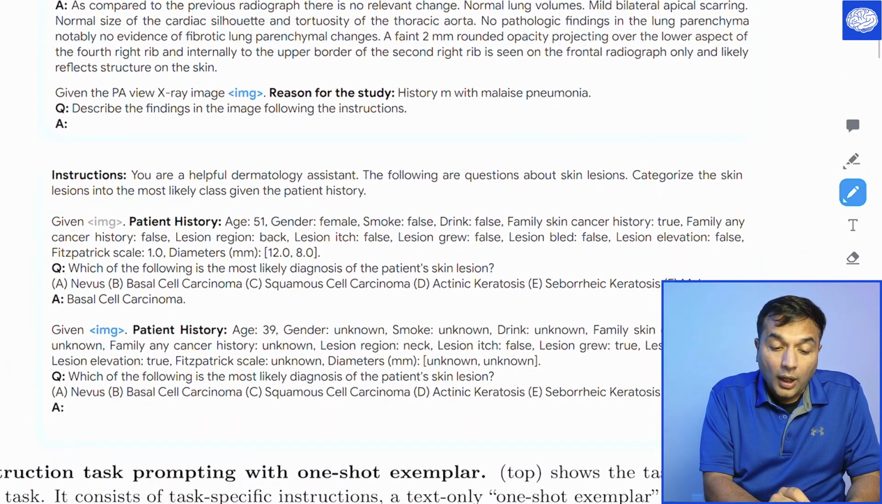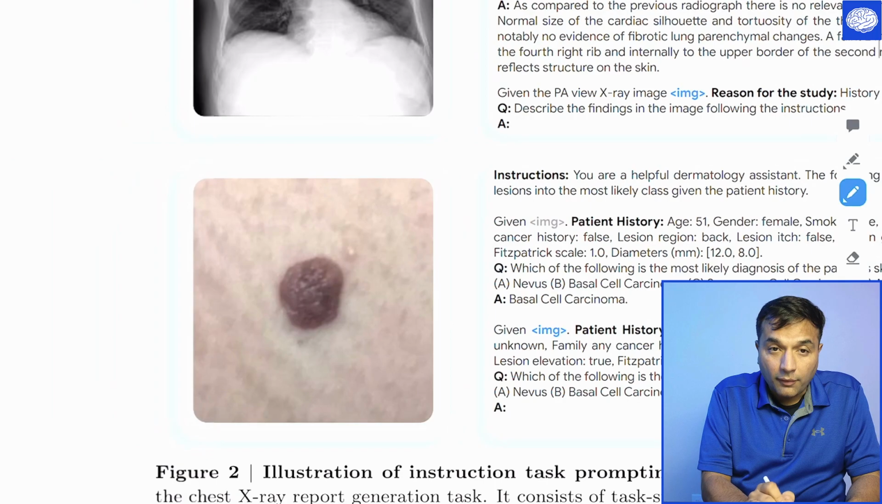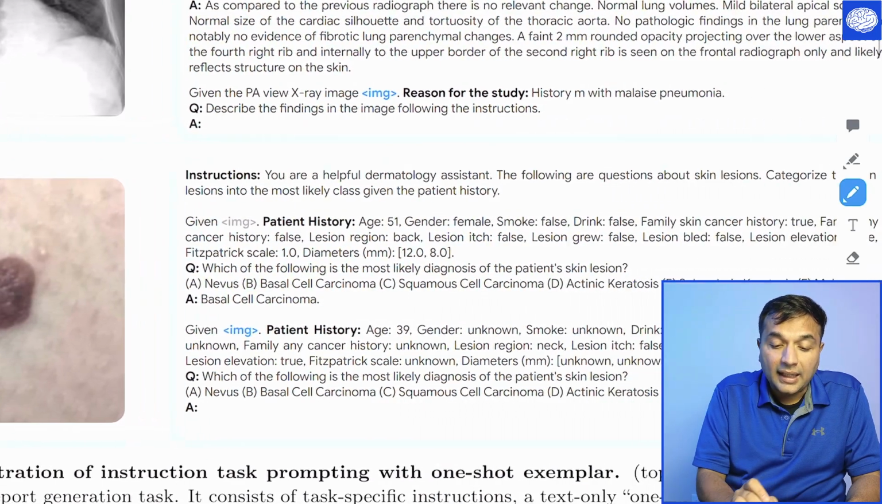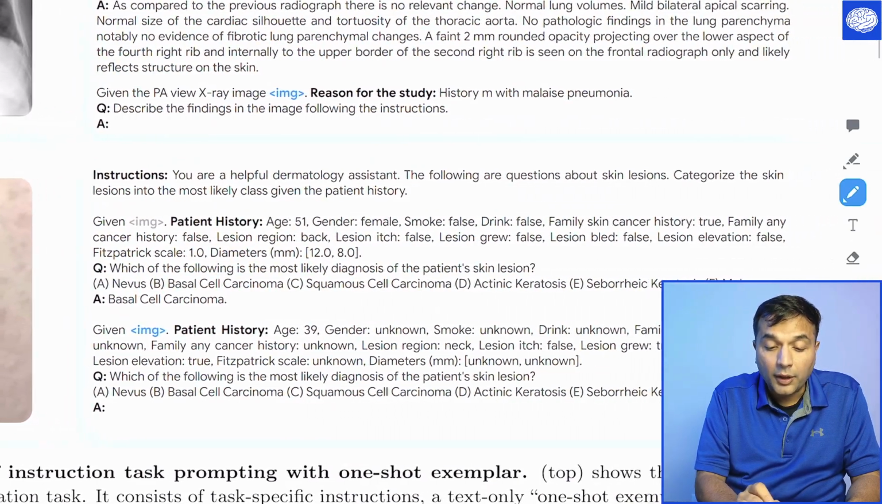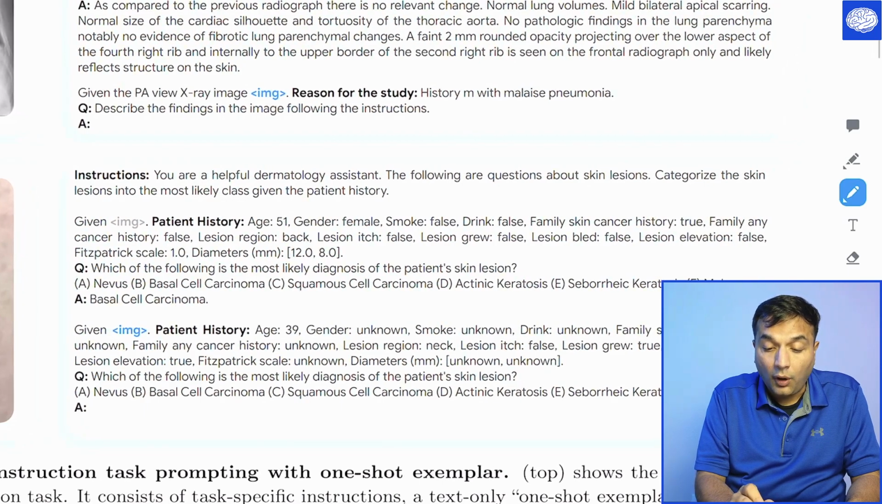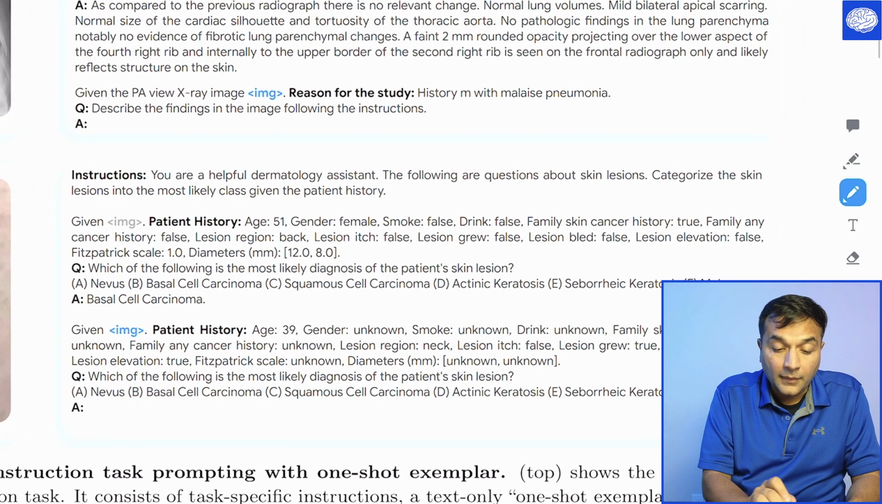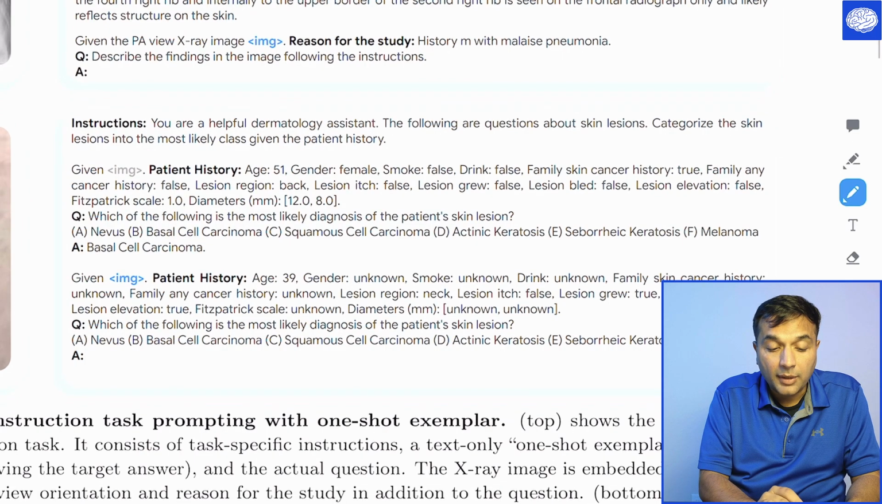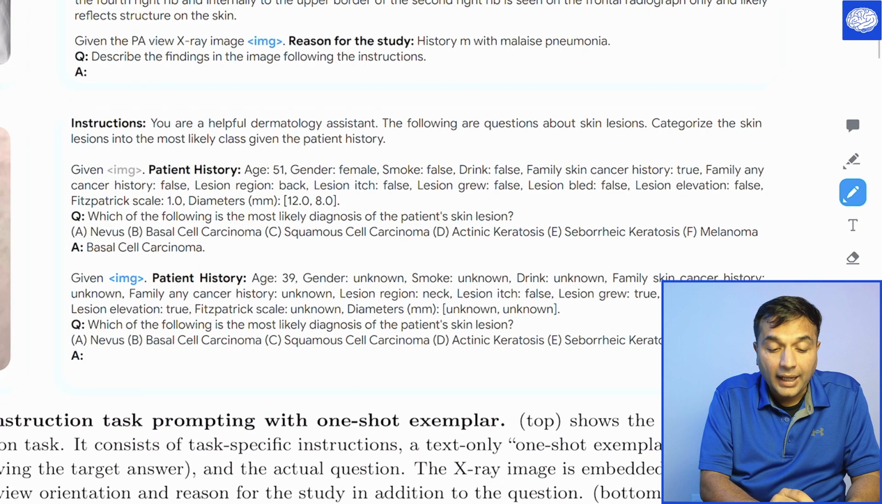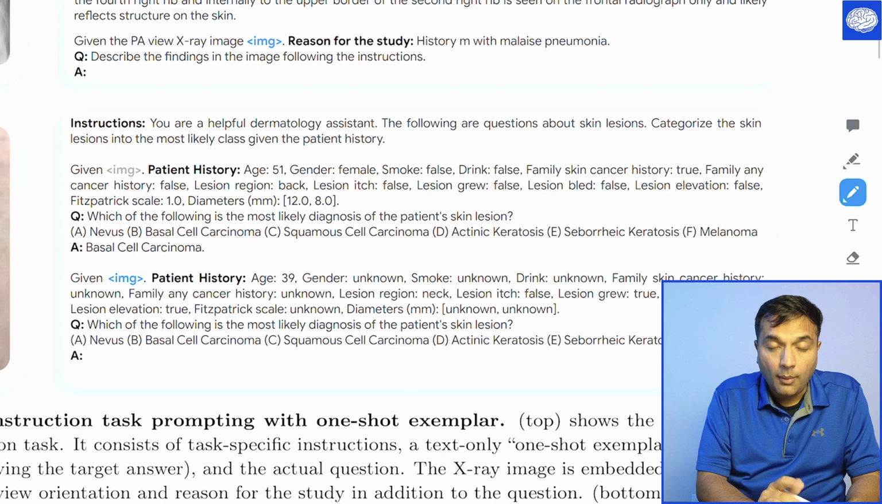Same thing. You are a helpful dermatology assistant. So this is the image they upload, and they give the patient history: 51-year-old female, smoker false, drinks false, and then the lesion, and over here they can say lesion region black, itch false, etc. Which of the following is the most likely diagnosis of the patient's skin cancer? And they go through nevus, basal cell carcinoma, and they pick the right answer, A, basal cell carcinoma.